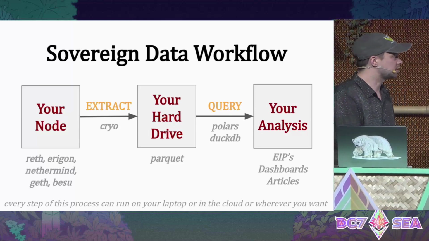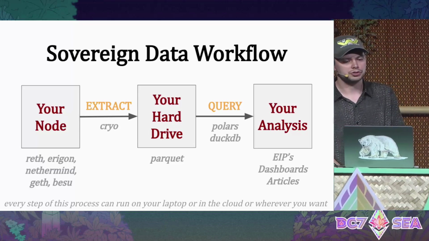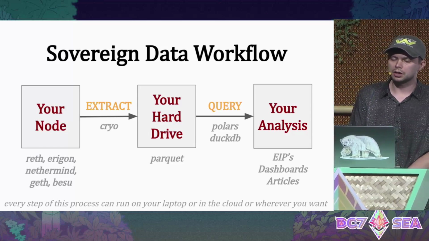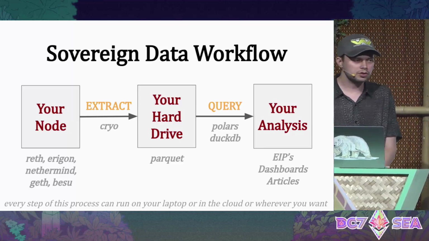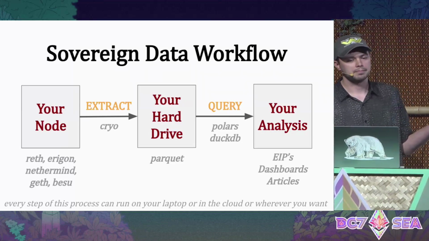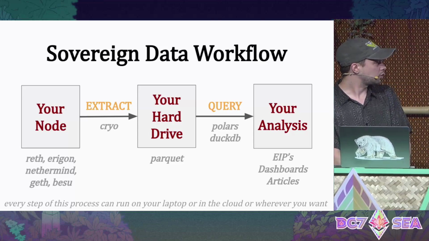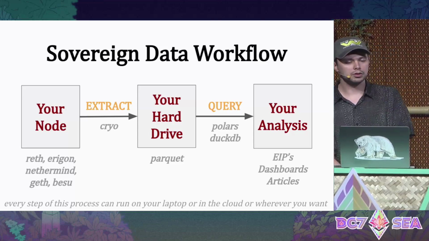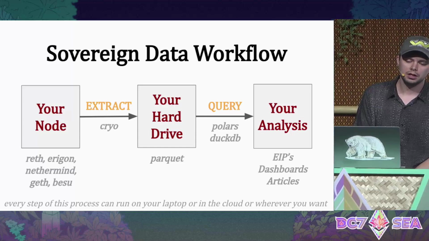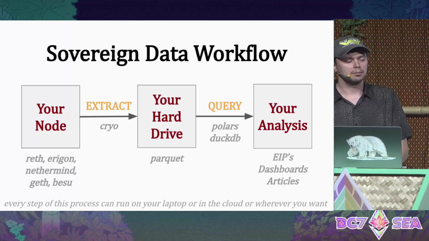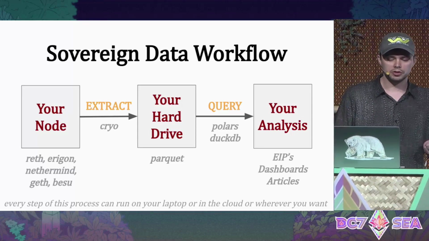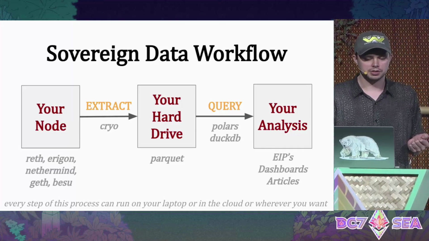And one of the really nice things about this workflow is that it's very, very modular. You can run your own archive node, or you can use a third-party RPC provider. You can store these Parquet files on your laptop, or you could store them in S3. And you could query these files from your laptop, or you can run some sort of cloud computing engine. And this high level of flexibility is a direct consequence of having a modular ecosystem built on top of open standards. So let's zoom into the first step in this pipeline, which is data extraction.